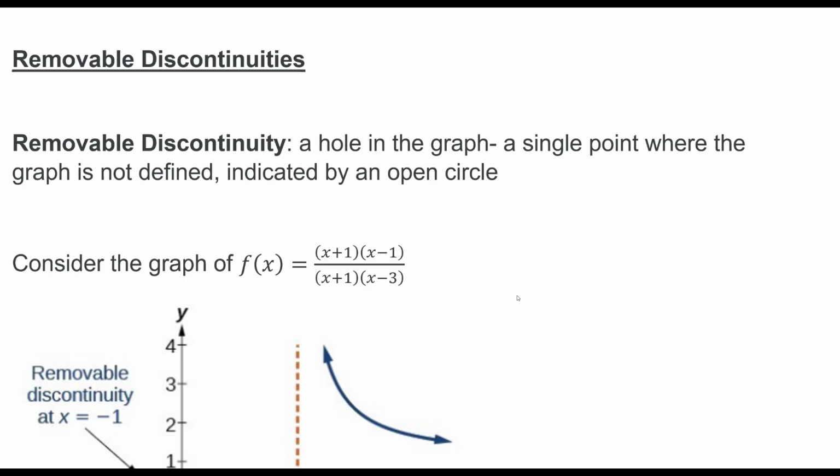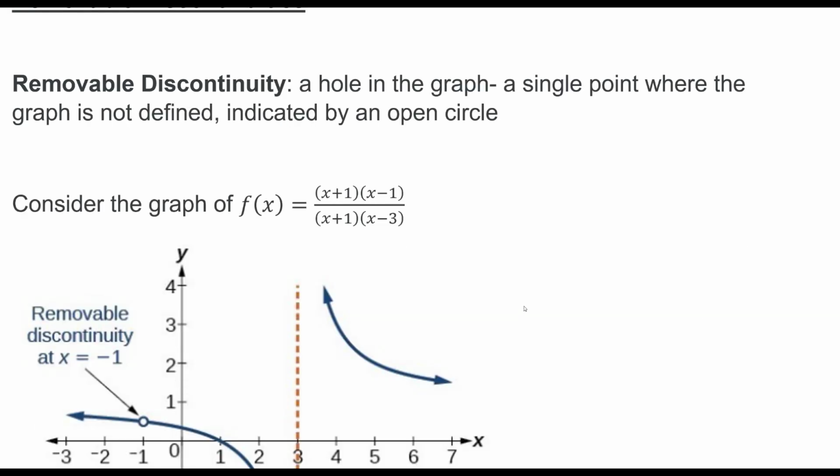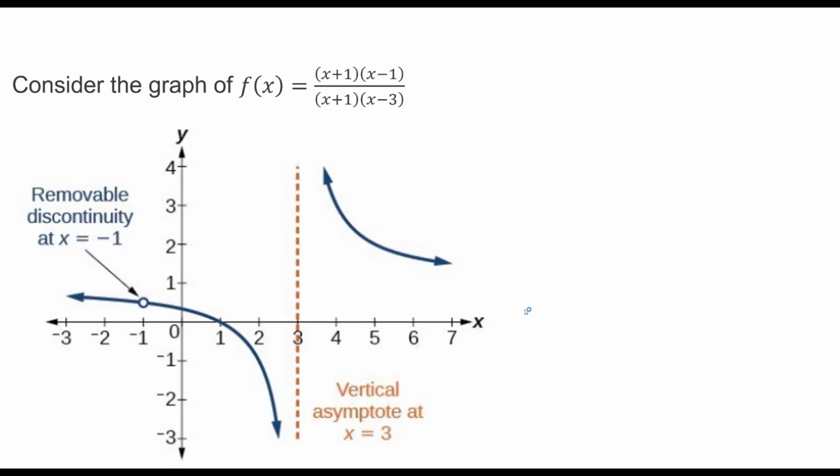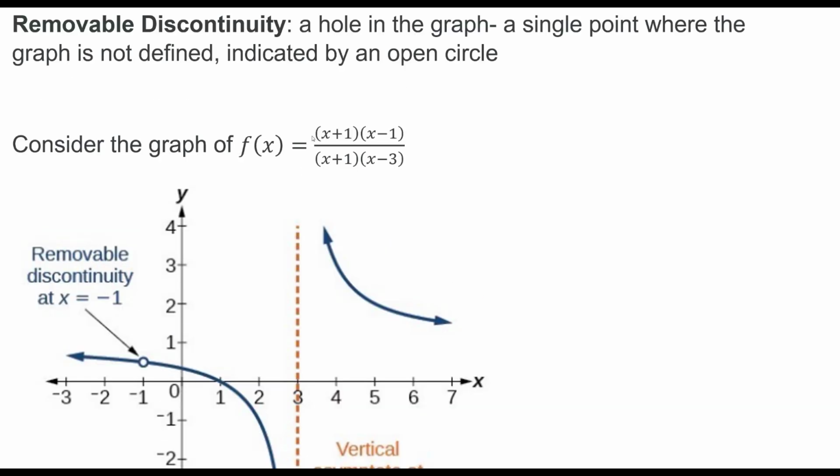A removable discontinuity is a hole in the graph, a single point where the graph is not defined, indicated by an open circle. Now the circle, by the way, that point, it's a single point. It'd be infinitely small, so you wouldn't really see it. We exaggerate it with a circle. If you graphed it on your calculator or in Desmos, you wouldn't be able to see it.